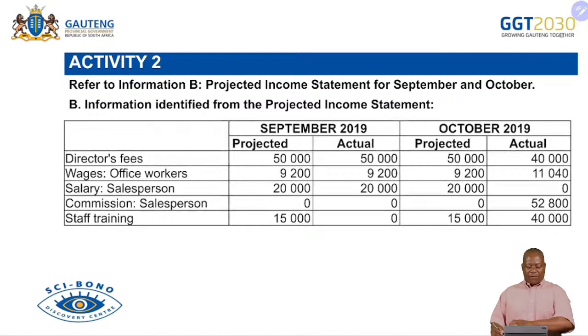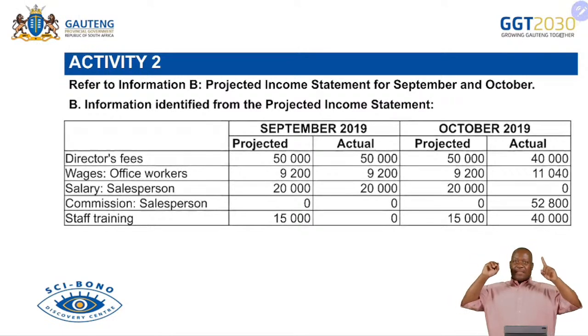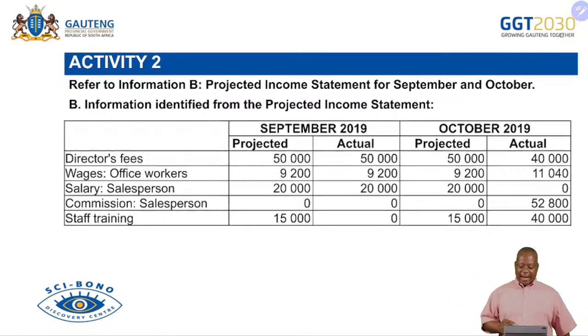Let's check with the office workers. In September, we had budgeted 9.2 and we paid them 9.2, no problem. But in October, we had budgeted 9.2, we are paying them 11,040, which means we are paying them more. It means they got an increase in salary there. These are the office workers. So they should be celebrating, I think. An increase in salary is a good thing, guys.